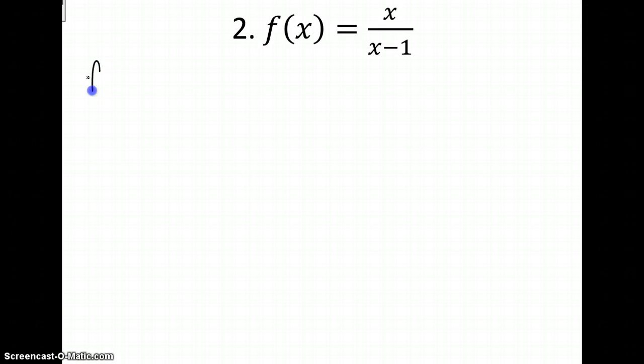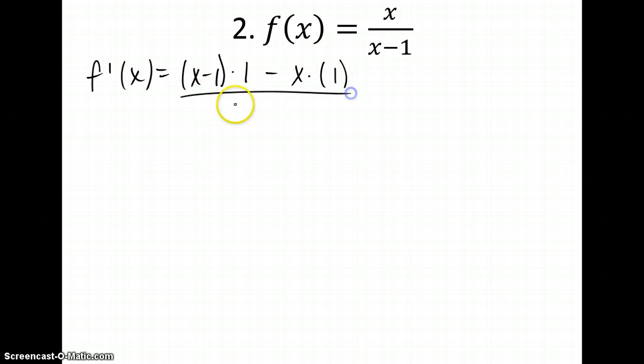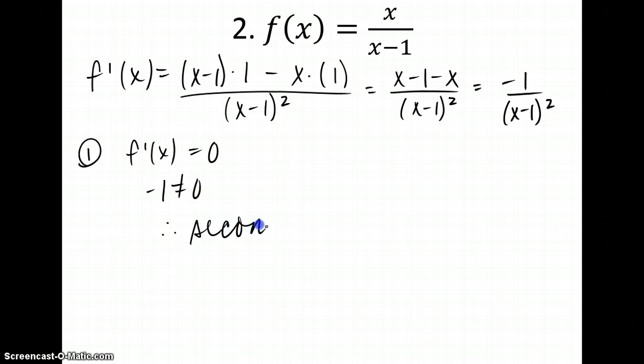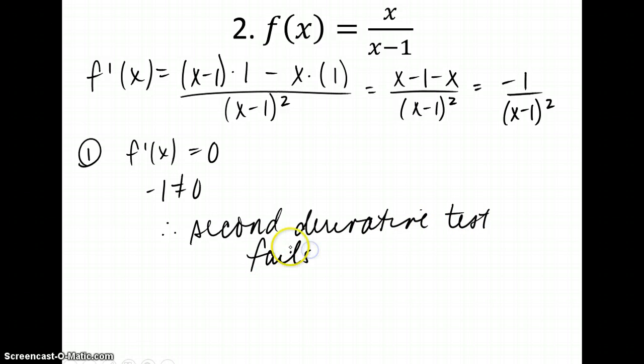Okay. So first step, start with the derivative. First derivative using quotient rule, bottom times the derivative of the top minus top times the derivative of the bottom all over bottom squared. If the first condition is that the first derivative has to equal 0, the first derivative will never equal 0. Therefore, the second derivative test fails. And that's it.